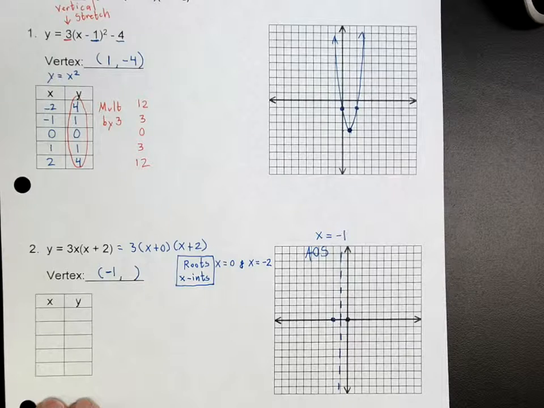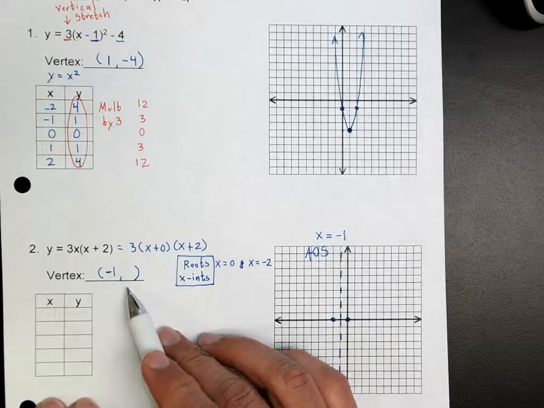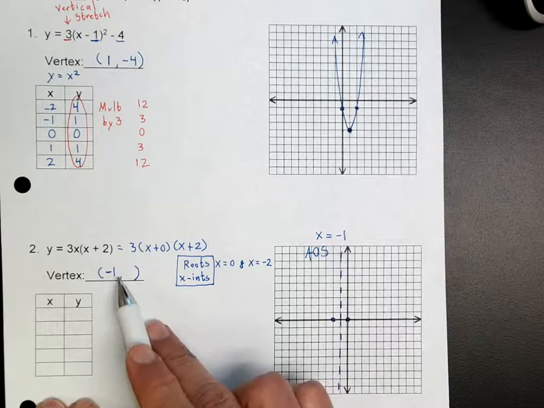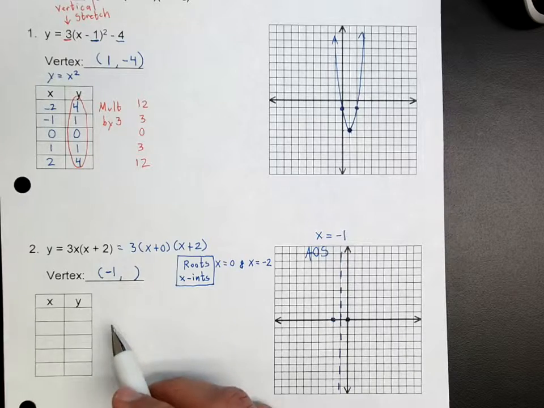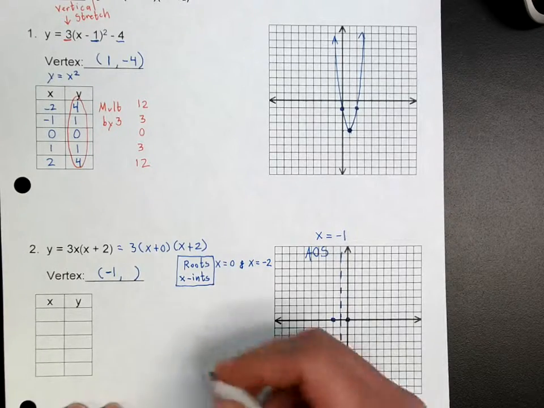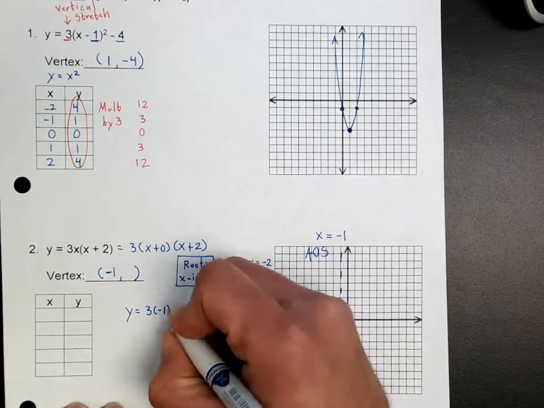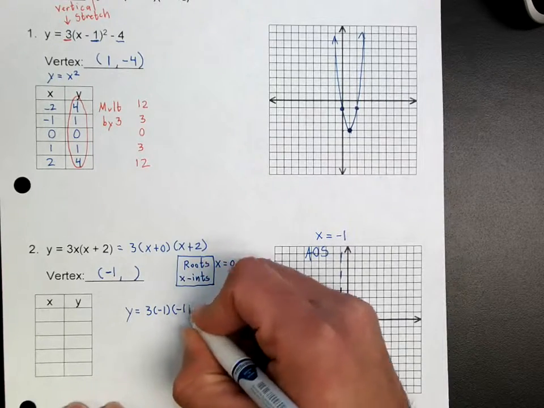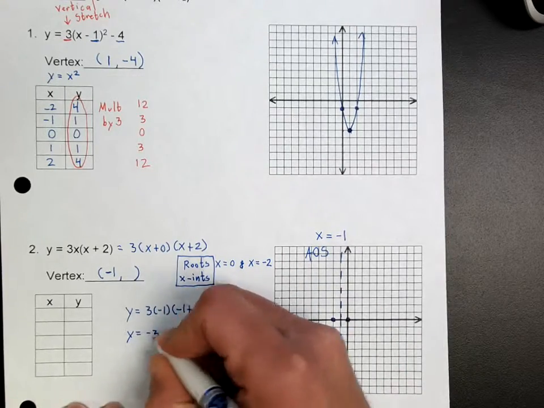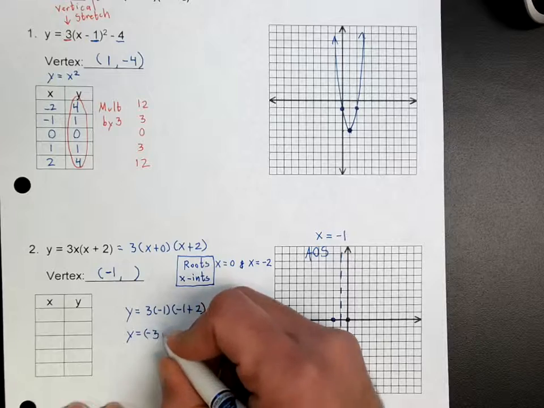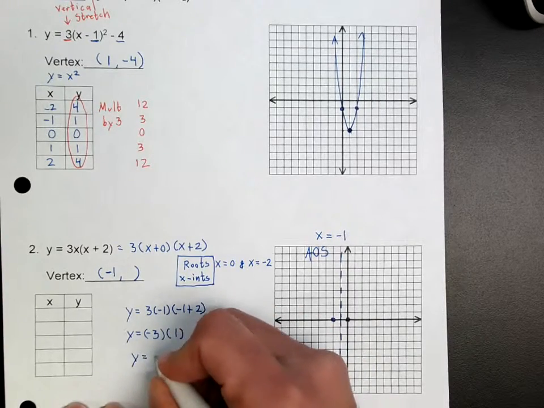Okay? So to figure out the y coordinate of the vertex, it's actually very easy. All I have to do is plug in this negative 1 right here into this x and that x. And whatever I get, that's going to be my y coordinate. So y is equal to 3 times negative 1 plus 2. Now if you notice, this is going to give me negative 3 times positive 1, so y is equal to negative 3.